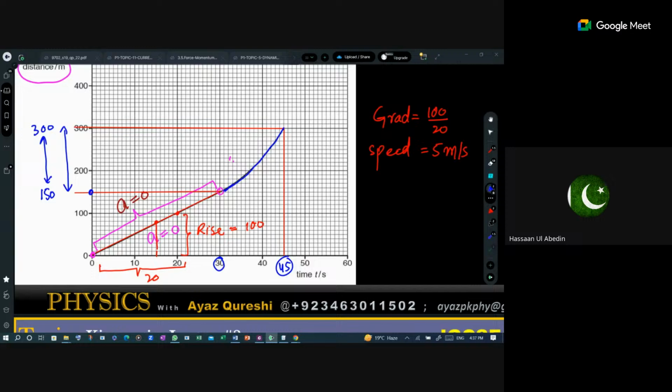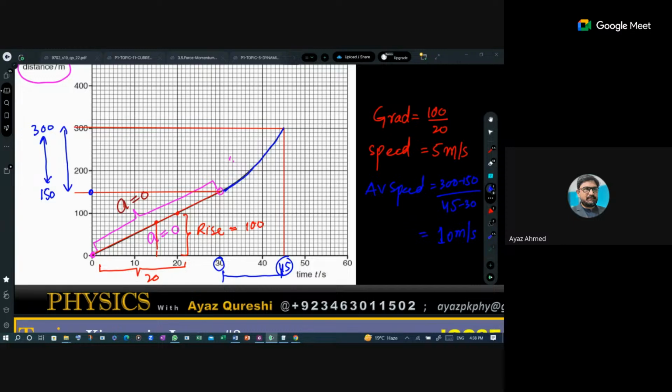Sir, then is the answer 10, correct? 150 divided by 15. Yes, 10. Average speed is 300 minus 150 divided by 45 minus 30. So it is 10 meters per second.